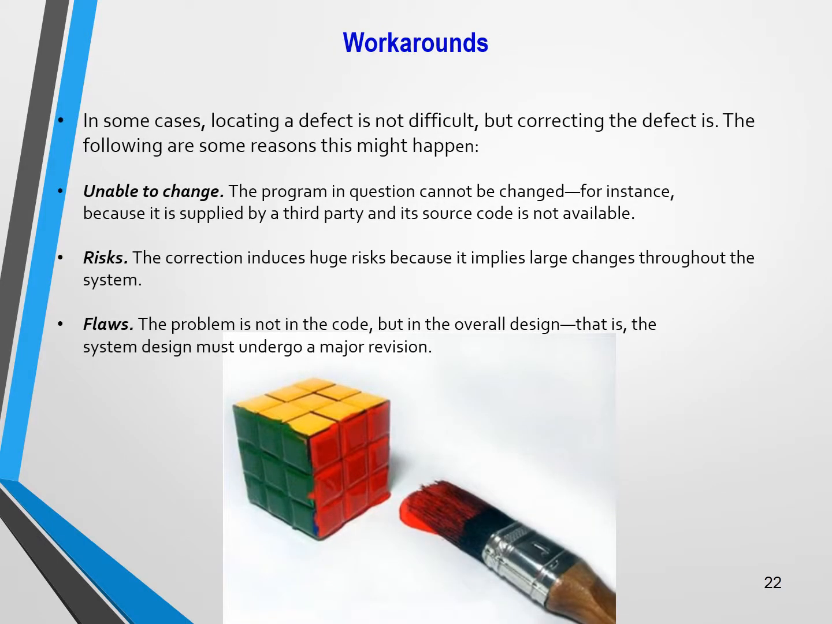In some cases, locating a defect is not difficult, but correcting the defect is. The following are some reasons this might happen. Unable to change. The program in question cannot be changed, for instance, because it is supplied by a third party and its source code is not available.